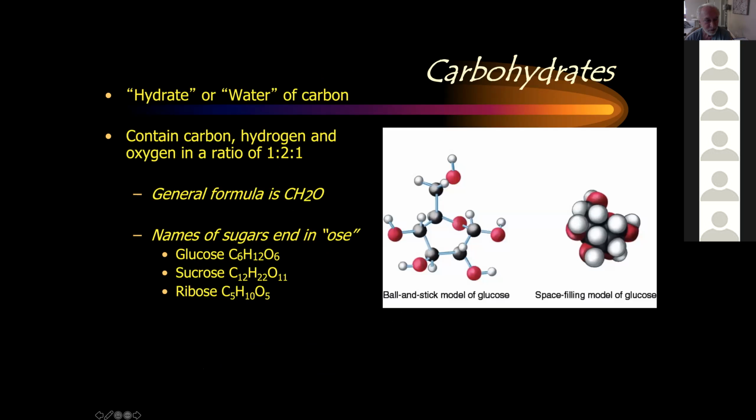Okay, next we do carbohydrates. Carbohydrates are composed of just 3 types of atom, carbon, hydrogen, and oxygen, in a ratio of 1 to 2 to 1. So the general formula for a carbohydrate is CH2O. The names of sugars always end in OSE. Glucose, sucrose, ribose are examples.